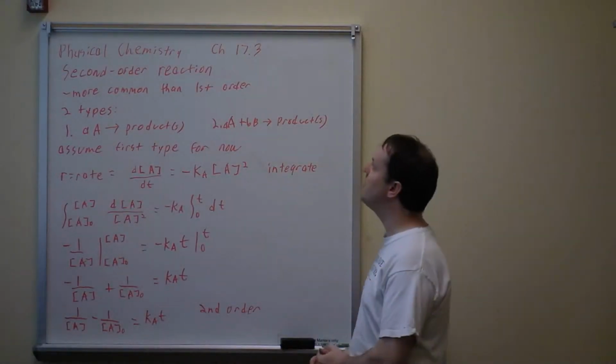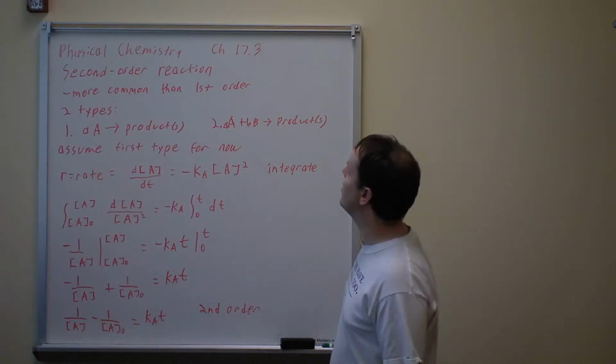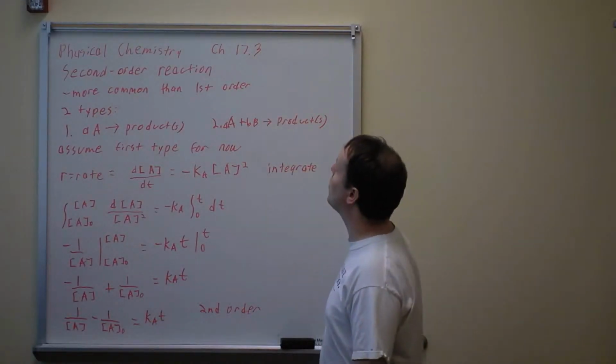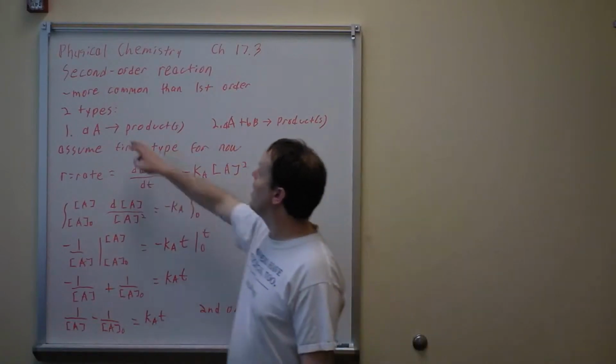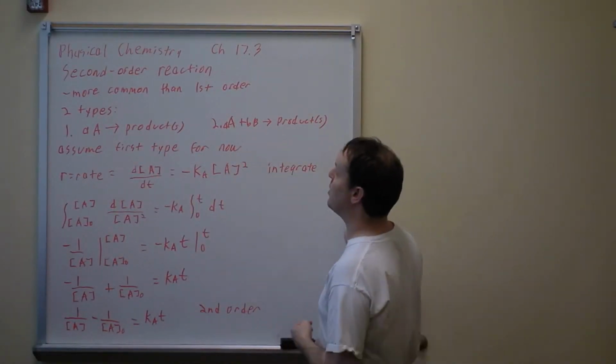Okay, continuing on physical chemistry, chapter 17, section 3. Now we're starting second order reactions. These are even more common than the first order, which are also pretty common. There are two types that we're going to look at. These aren't really the only types, but these are the two that make the most sense.